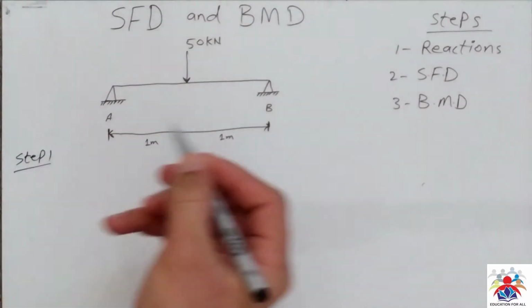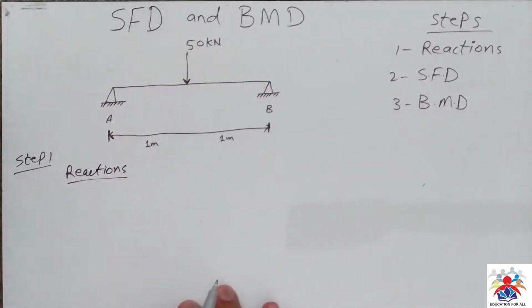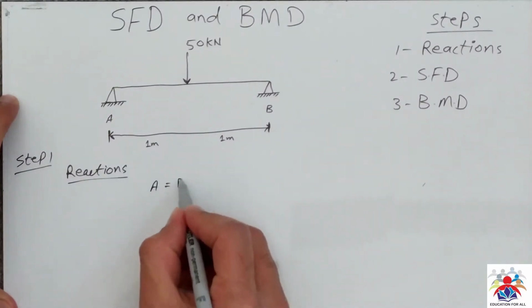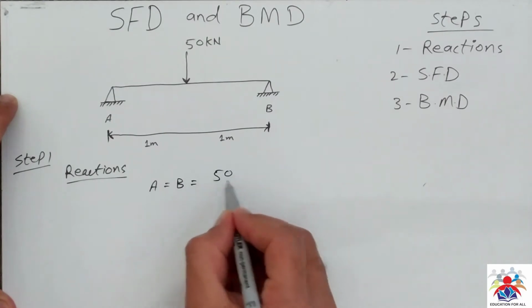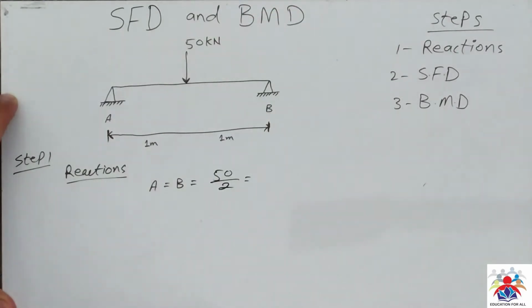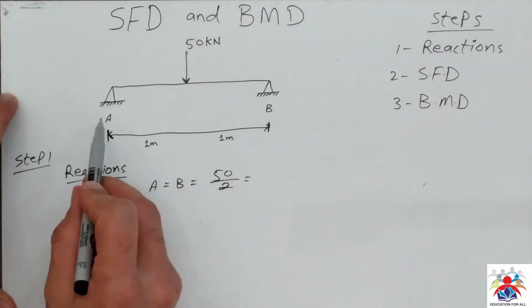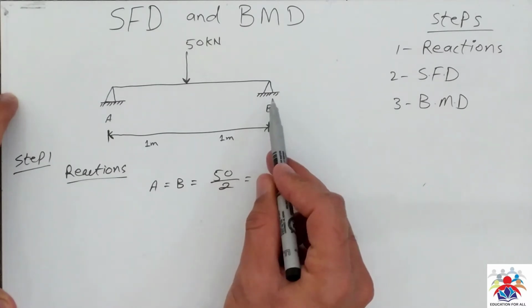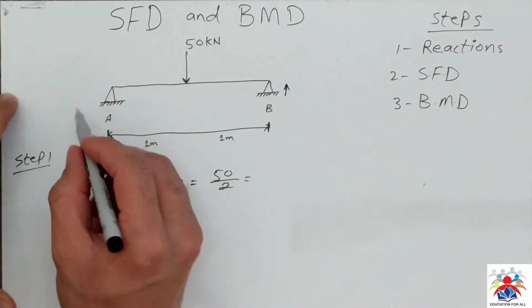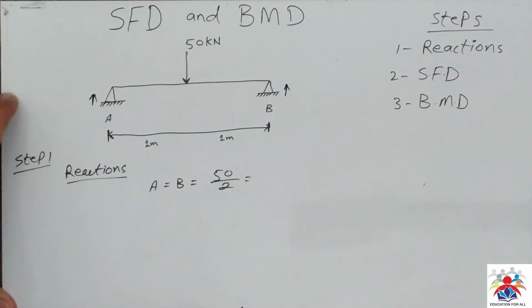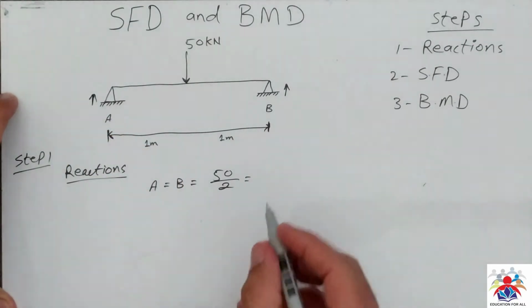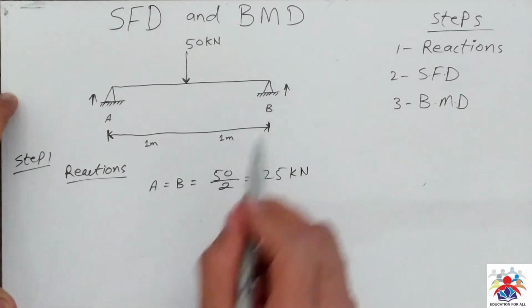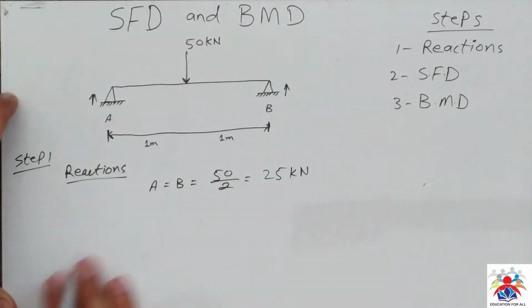Okay, step 1 is reactions. Since it is a symmetrical beam, the reactions are very easy to calculate. So A is equal to B is equal to 50 kilonewton divided by 2. As 50 kilonewton is acting in the middle of the beam, 25 kilonewton will react upwards at A and 25 kilonewton will react upward at point B. So in this case our beam will be in equilibrium and the beam will be stable. So it will be 25 kilonewton at A and 25 kilonewton at point B. Okay, so the reactions are done.